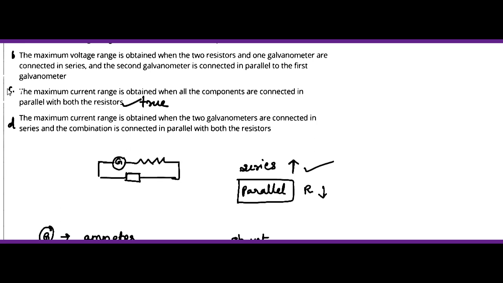So our correct answers are option A, the maximum voltage range is obtained when the components are connected in series, and option C, the maximum current range is obtained when the components are connected in parallel with both resistors.